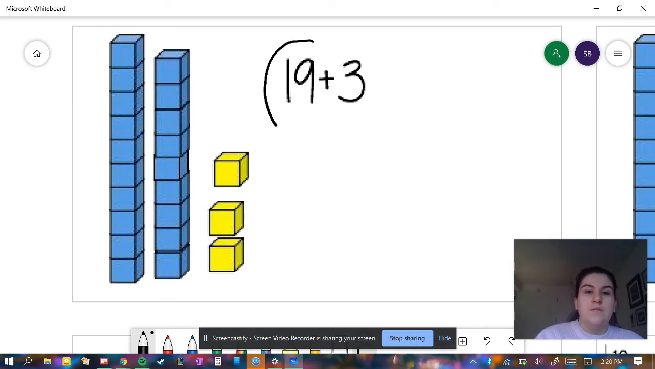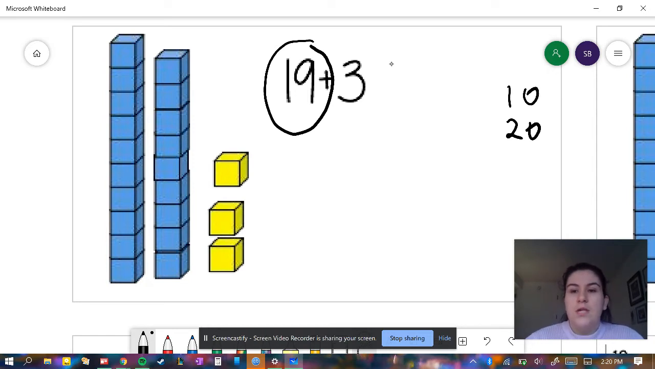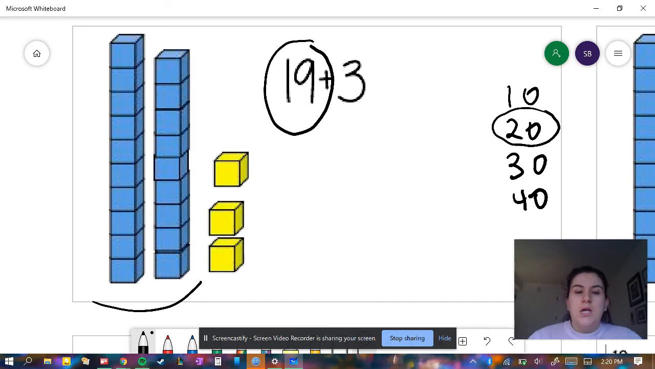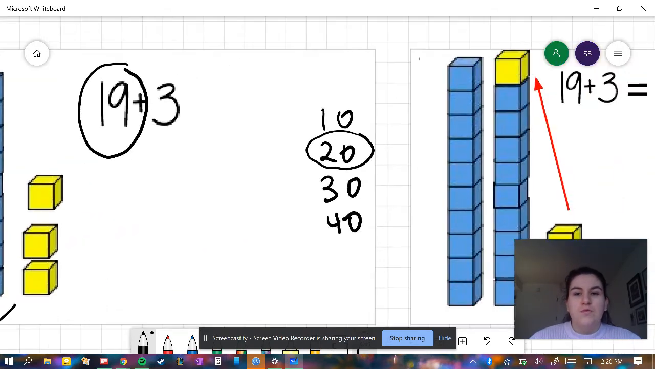First, I'm going to look at this number, 19. I wonder if we can get this number to the next 10. What would the next 10 be? Let's think about our 10s. We have 10, 20, 30, 40. What would come after 19? 20. Now, I have my blue cubes here. How many more would I need to make 19 into 20? Yeah, just one more. So, let's move over here.